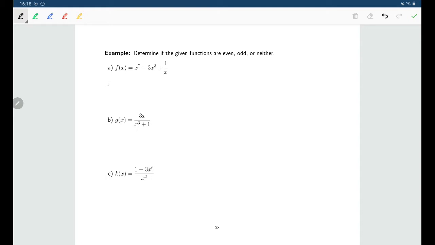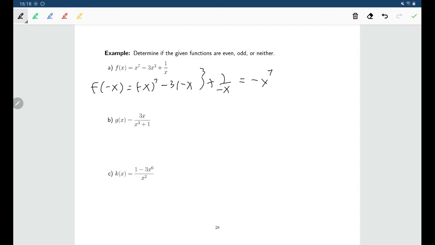Alright, first one, f of x. Let's look at what happens when we replace x's with negative x. We'll have negative x to the 7 minus 3 times negative x cubed plus 1 over negative x, which, if you were to simplify this, negative x to the 7 is negative x to the 7. Minus 3 times negative x cubed.